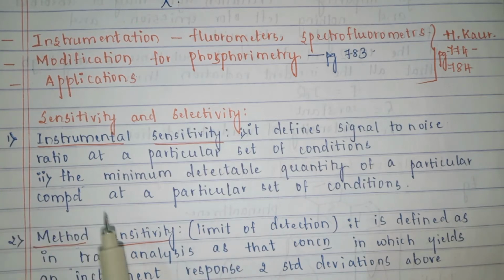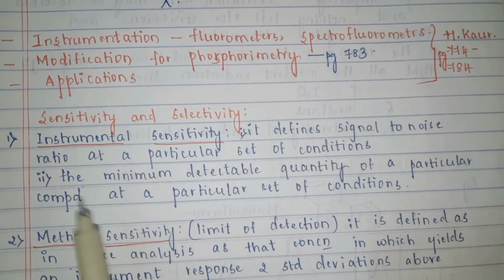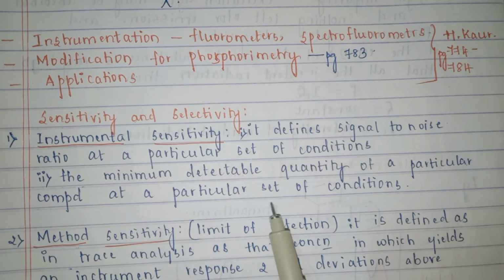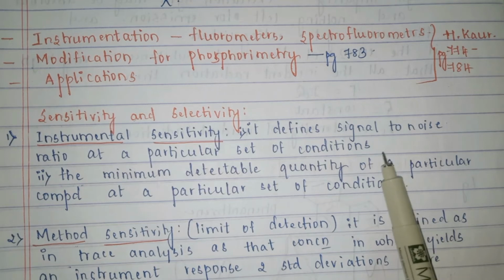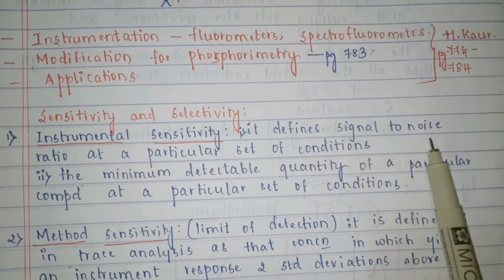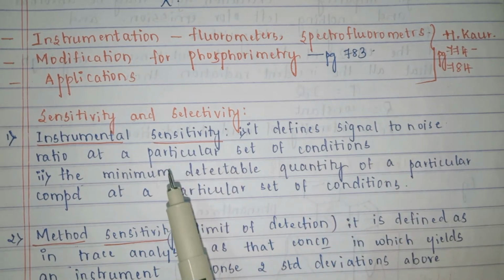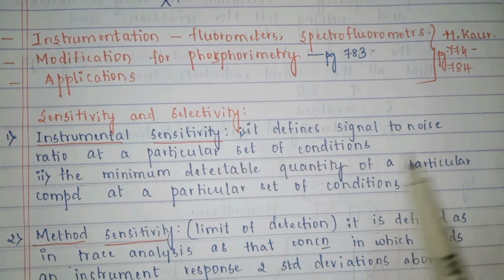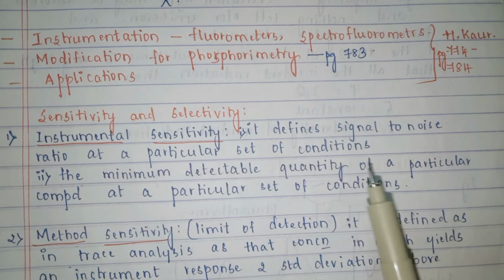First one, let us understand instrumental sensitivity. It defines the signal to noise ratio at a particular set of conditions, and the minimum detectable quantity of a particular compound at a particular set of conditions. Now that means that if there is some signal given by the molecule, the noise relative to the signal should be very less for the instrument. In this way we can say that the instrument has a very high sensitivity. If we get a lot of noise, that means the sensitivity of the instrument is very less.